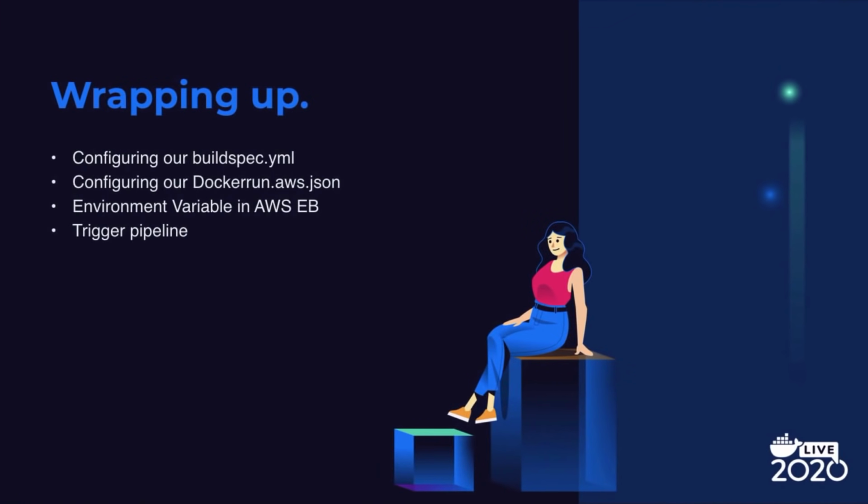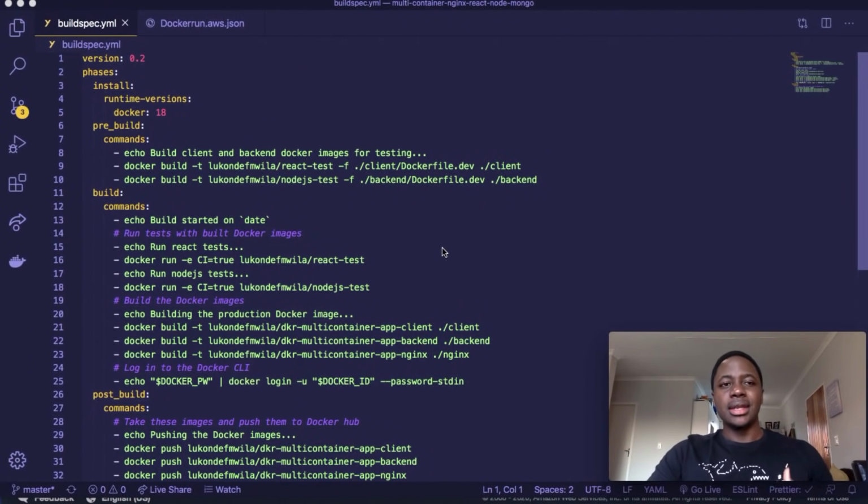We are just about to wrap up. The last things that we need to do are configuring our buildspec YAML file for the build stage, and then we're going to configure a Dockerrun.aws.json file, and this is a specific file for Elastic Beanstalk, which will specify how we want to deploy our containers, and that will be passed on down to ECS. And then we will set up the environment variable in Elastic Beanstalk, and last but not least, we will trigger our pipeline.